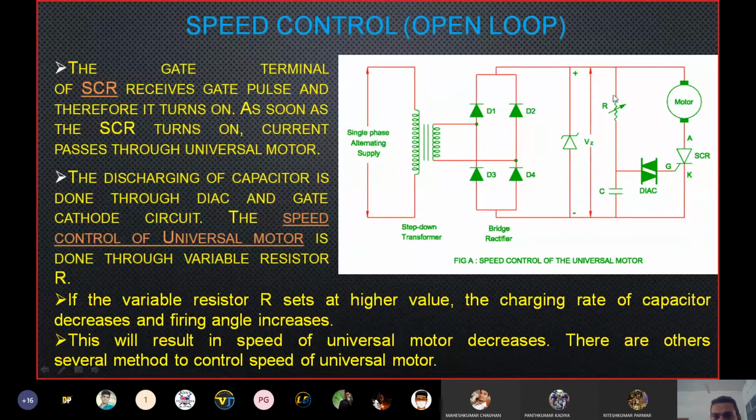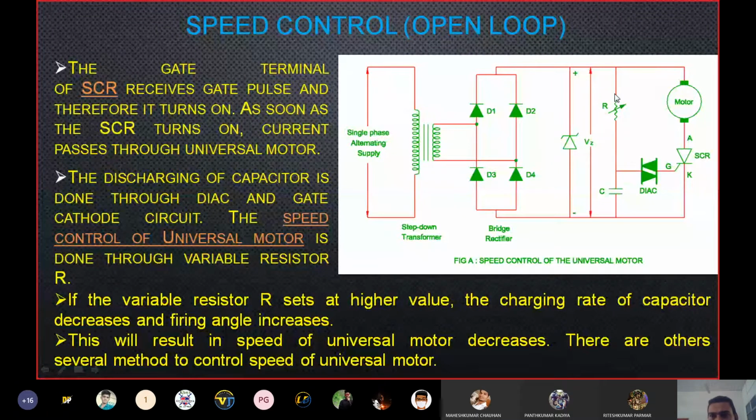So how can we control the speed of a universal motor? With the help of this variable resistor. How is this variable resistor used to control the speed? If we assume that the value of the resistor is set at a higher value, what we are doing is setting the resistance at a high value.